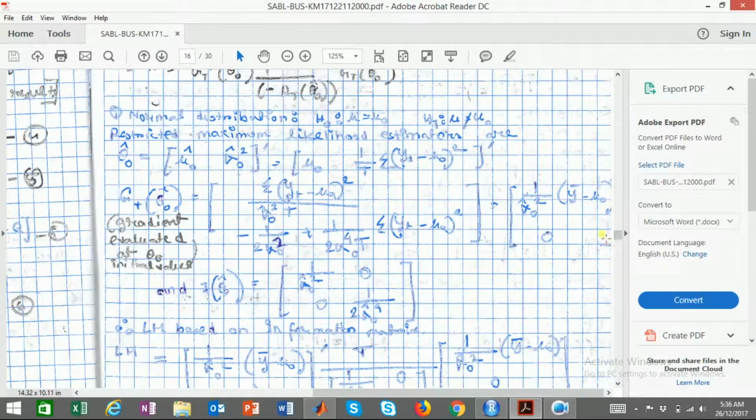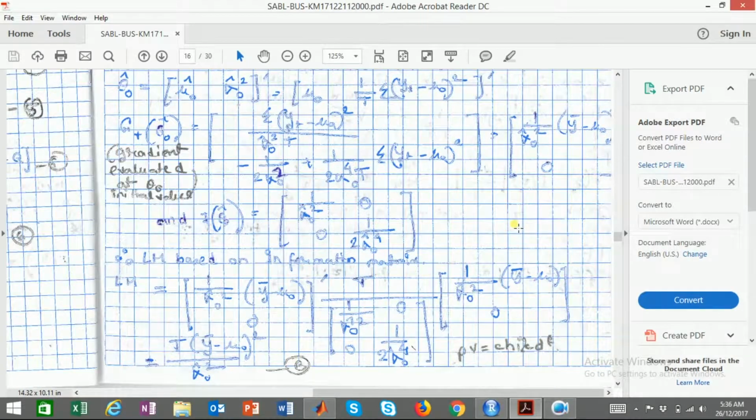So basically, yeah, y minus mu naught over sigma naught square. So this portion is what we are interested in. And the next portion, the second element, turns to 0. And the information matrix is simply 1 by sigma naught square, 1 by 2 sigma naught to the power 4. This we have already learned. So 1 by sigma square, 1 by 2 sigma 4.